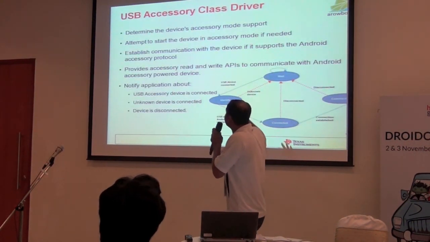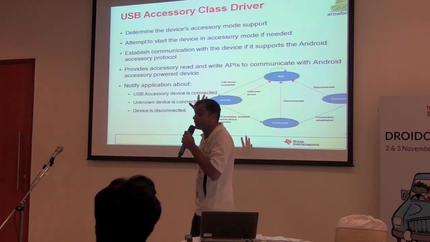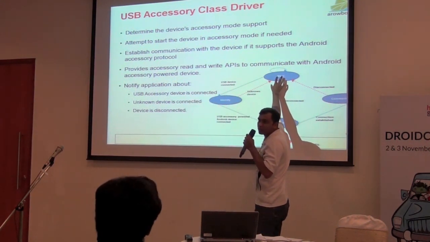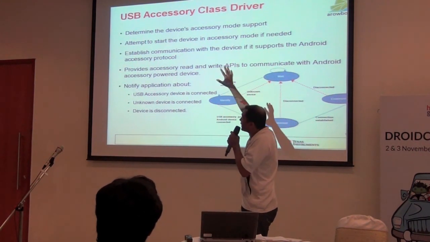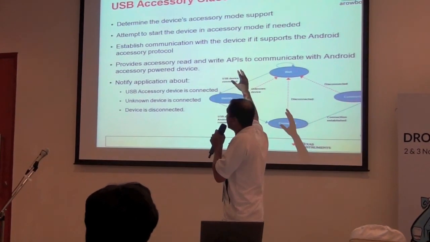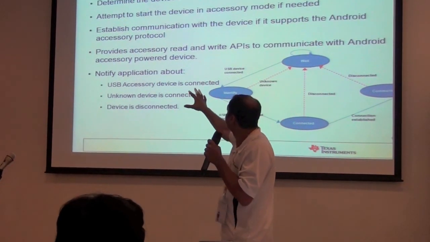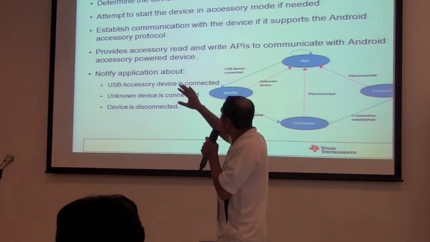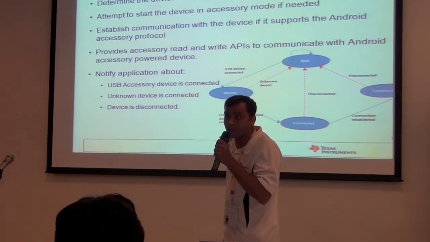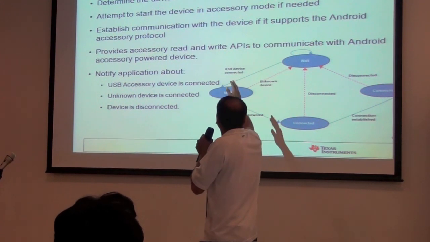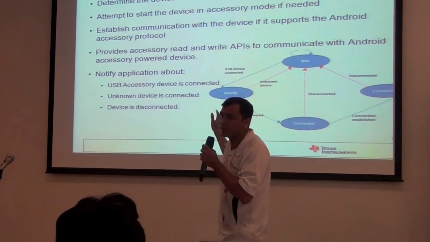So the accessory class driver will perform these steps basically. The wait part will be done by the host controller driver itself. The accessory class driver will determine whether the device supports accessory mode or not. Then it will attempt to start the device in accessory mode, and it will establish communication with the device if the device supports accessory mode. And then finally it provides accessory read and write APIs to communicate with your Android powered device.